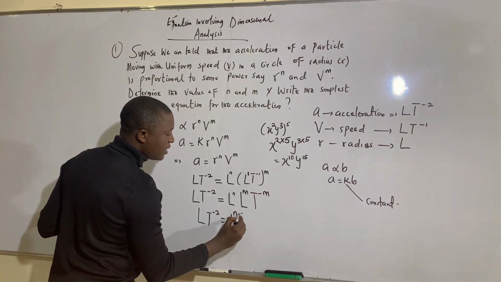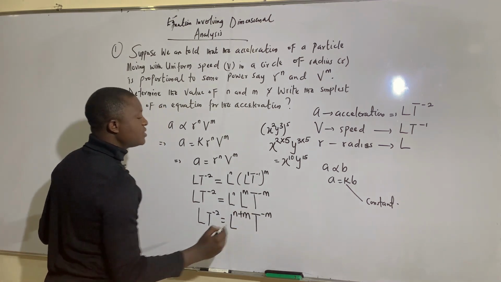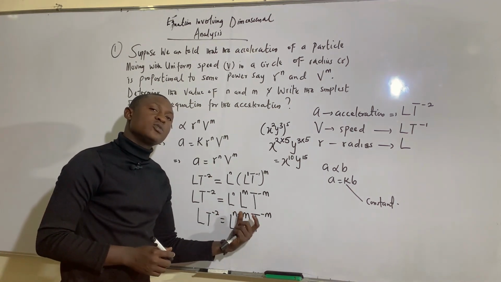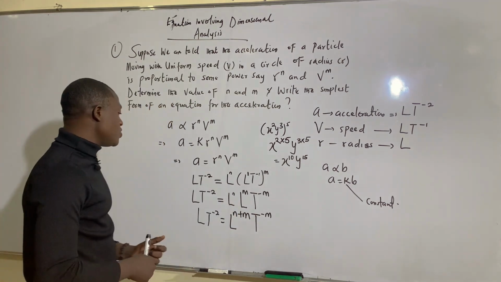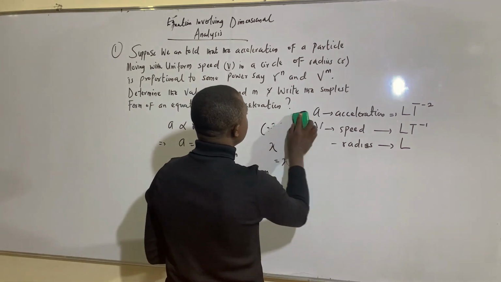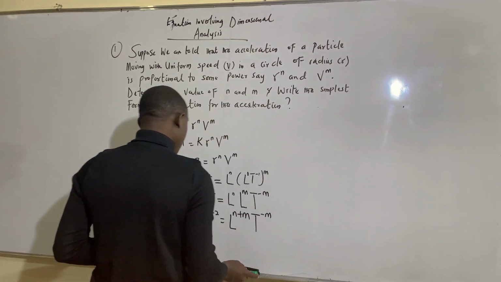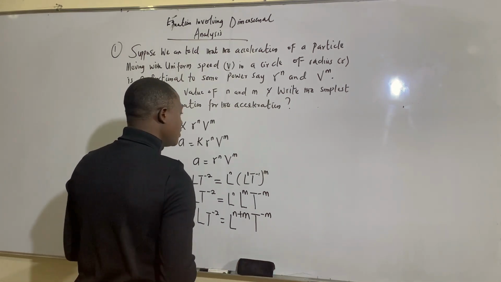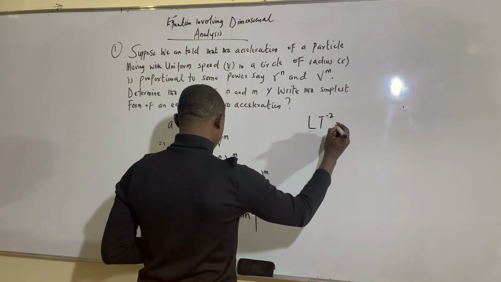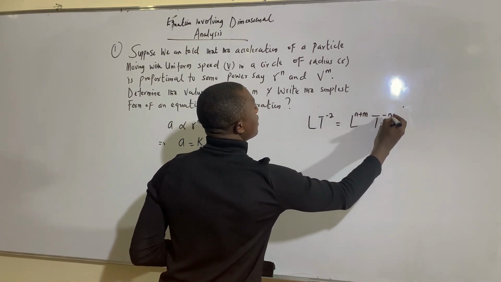So that means I can have n plus m, then T raised to the power of minus what? Minus m. So what do we do here? I only pick one base and sum their powers together. So now the next thing for us, let me write it here. What we have is that L T raised to the power of minus 2 is equal to L raised to the power of n plus m and T raised to the power of minus m.